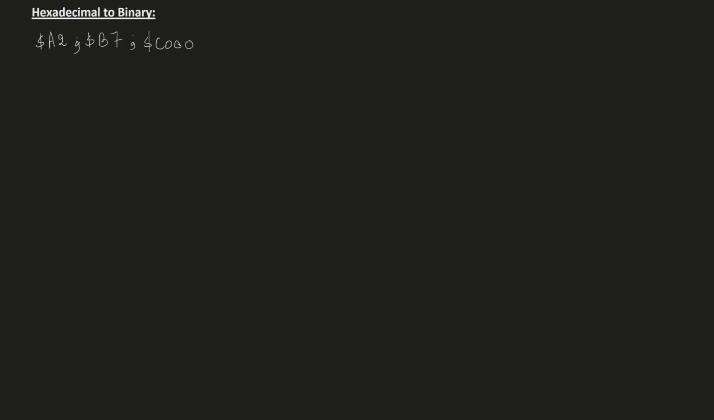Hello everyone. In this tutorial, let's see how we can convert a hexadecimal number to a binary number. So let's see how we can convert A2 into binary, B7, C000, and we can take one or two more examples.